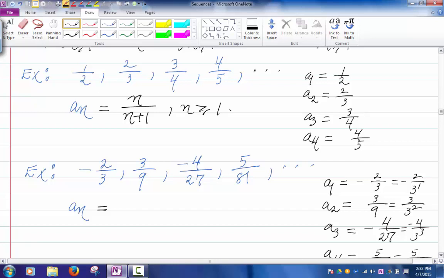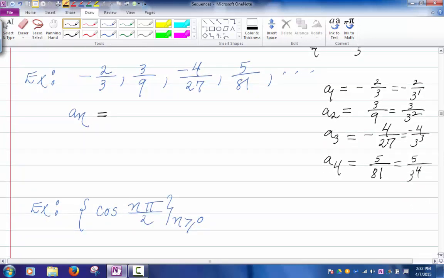Is everybody okay? Okay, so let's look at the second. In the second problem, you're given the sequence negative 2/3, positive 3/9, negative 4/27, positive 5/81, and so on. The first thing you want to recognize is that the signs are alternating, right? And the signs are alternating, but the first sign is what? So how can I take care of that? I can write negative 1 to the n. Remember, I'm going to take n to be greater than or equal to 1. So then the first term would be negative, and then the signs will alternate.